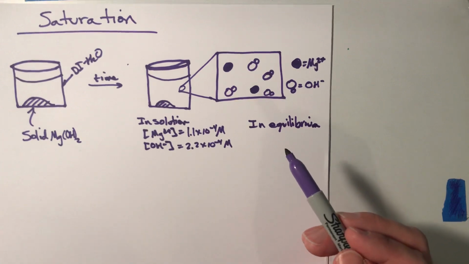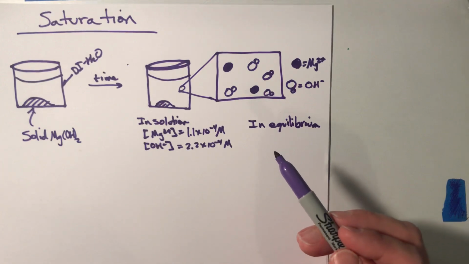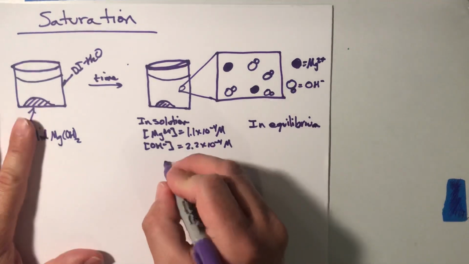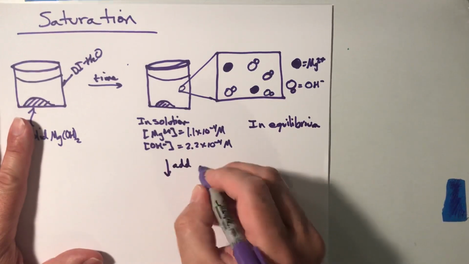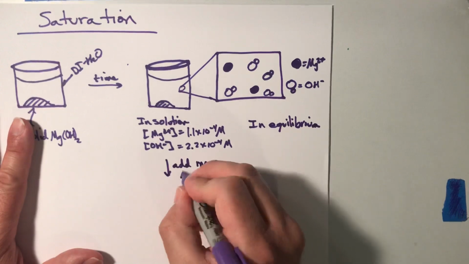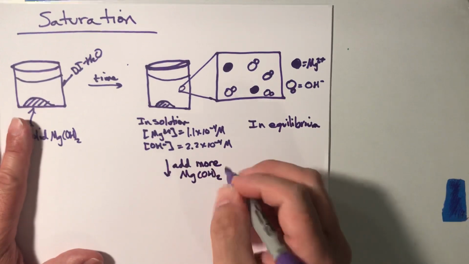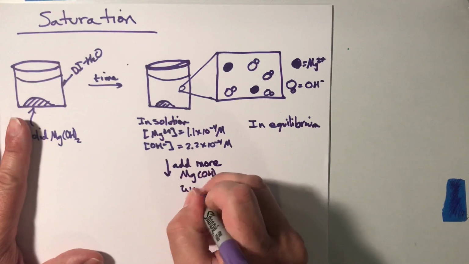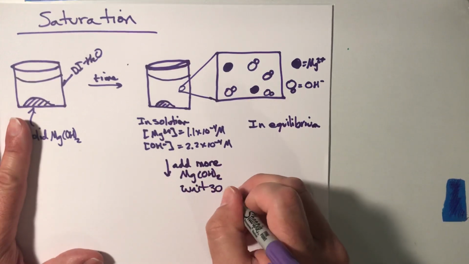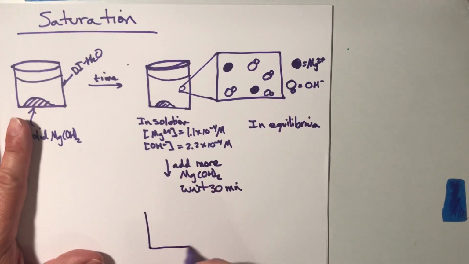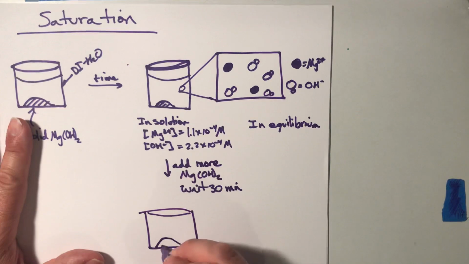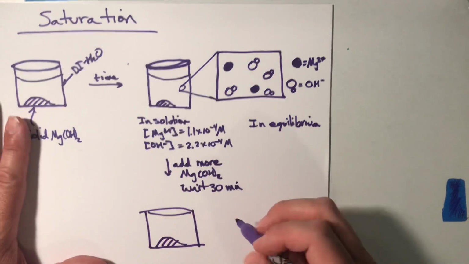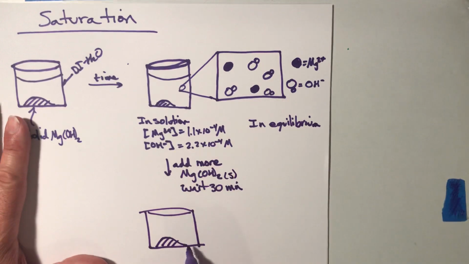Here's where it gets a little counterintuitive. This runs afoul of our understanding from Le Chatelier's principle, but what we're going to do is add more solid magnesium hydroxide to this. So if we add more magnesium hydroxide in the solid form and then wait for another 30 minutes of stirring, we would come back and we would find that all of that magnesium hydroxide that we just put in is actually still in the beaker. So you add more magnesium hydroxide and it doesn't dissolve.